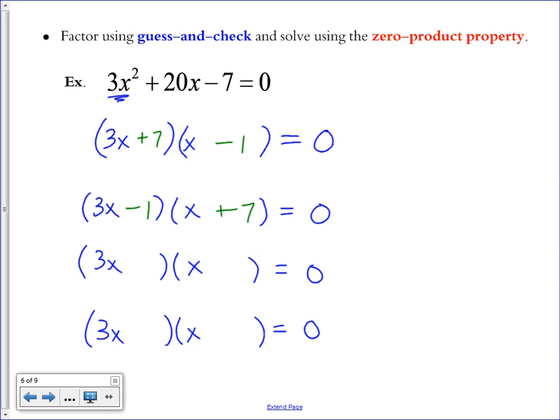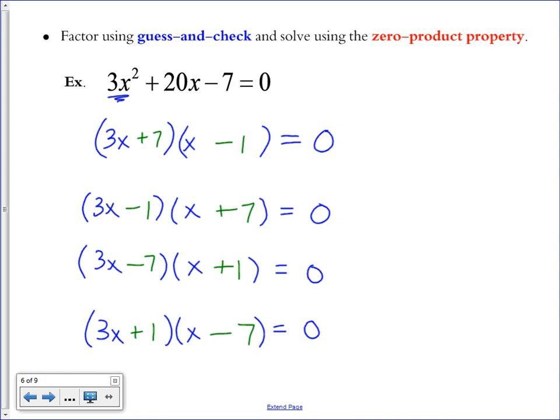There are 2 more possibilities. That would be if the 7 was negative and the 1 was positive, or the reverse version of that, where I put the plus 1 here and the minus 7 there. These are all of the possibilities for factoring this expression. So that's sort of the guess part of guess and check. And now I have to check them to figure out which one actually gives me the original expression.